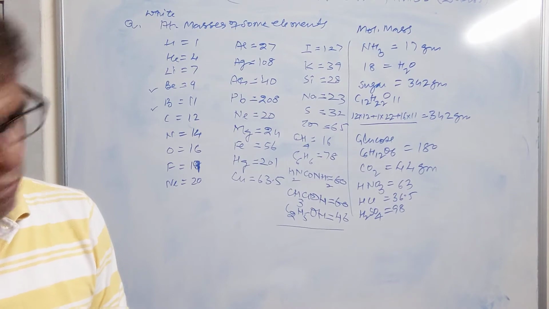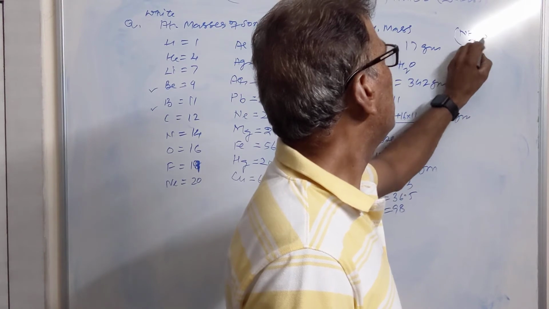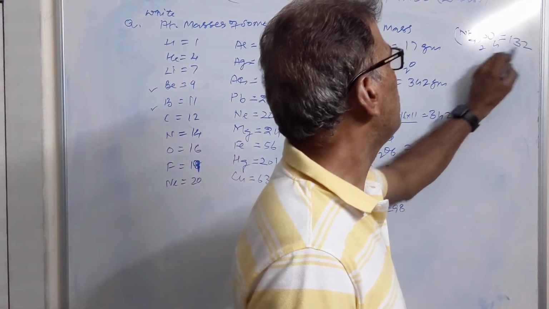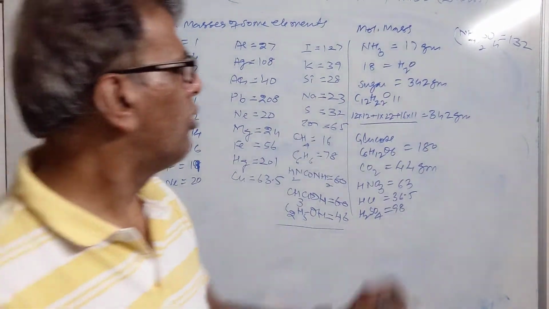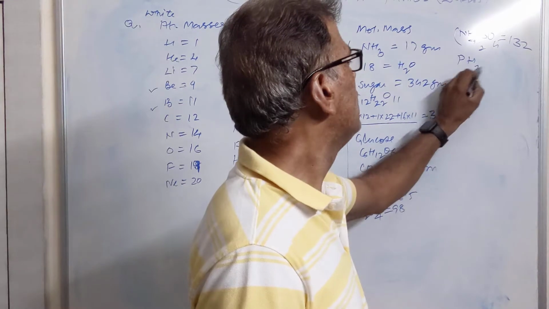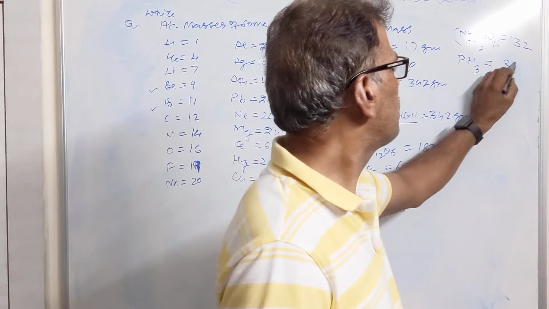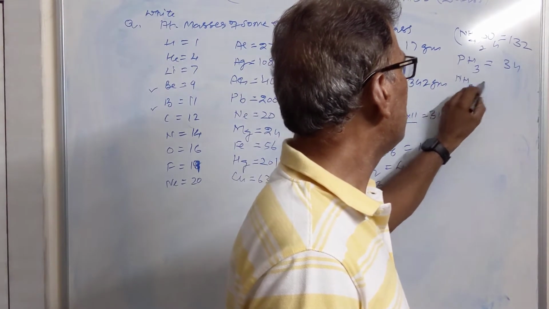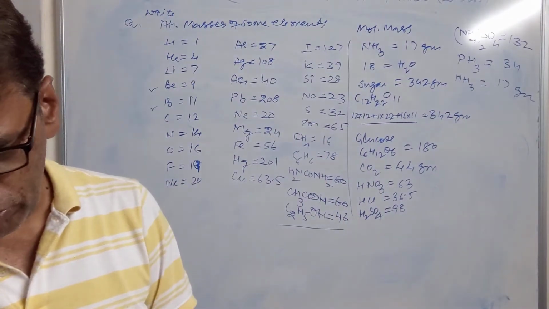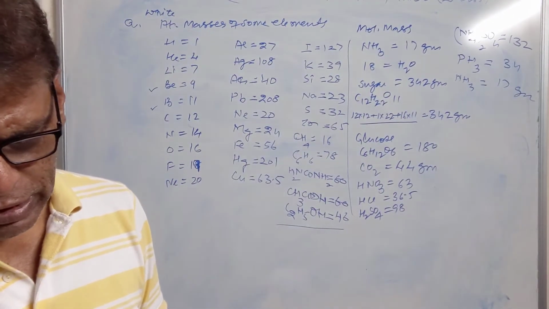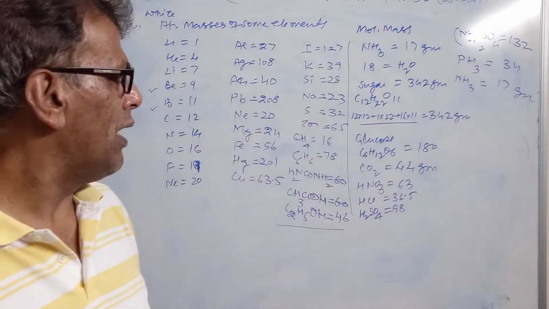If you have ammonium sulfate, (NH4)2SO4, its molecular mass is 132. It comes by adding the atomic masses of the various species present in the molecule of a compound. Then we have phosphine gas, which is 34 in this case. We come to ammonia, it is 17. In this manner we can calculate the molecular masses of different species. Then we have some salts.